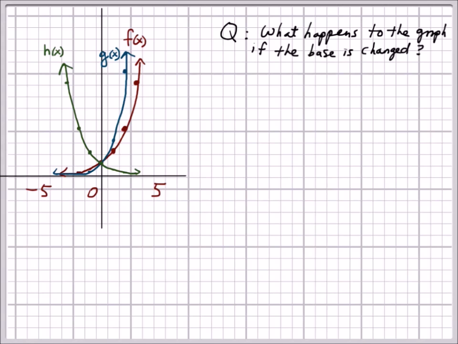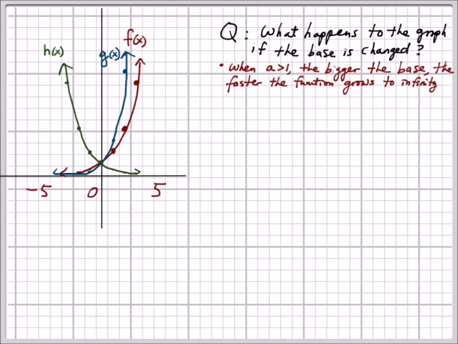What did you notice? Well, there are two things to notice here. When the base is greater than 1, the bigger the base, the faster the function grows to infinity. And this is also why we use the term exponential growth in a lot of situations, because the function goes to infinity so fast, much faster than a power function or a polynomial function. This term of exponential growth is used to indicate a rapid growth.